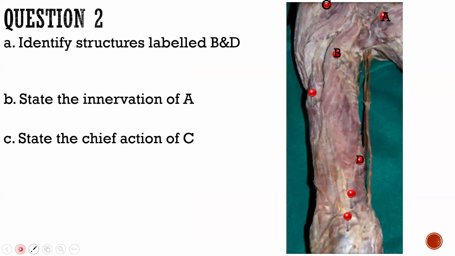Now this is testing your knowledge of the posterior compartment of the arm together with some part of the shoulder. So A over here, we've been asked to identify structures B and D. So this is B and this is D. So this is triceps brachii. Triceps, as the name suggests, has 3 heads. The B over here is the long head. D over here is the medial head. And this unlabeled one, this is the lateral head.